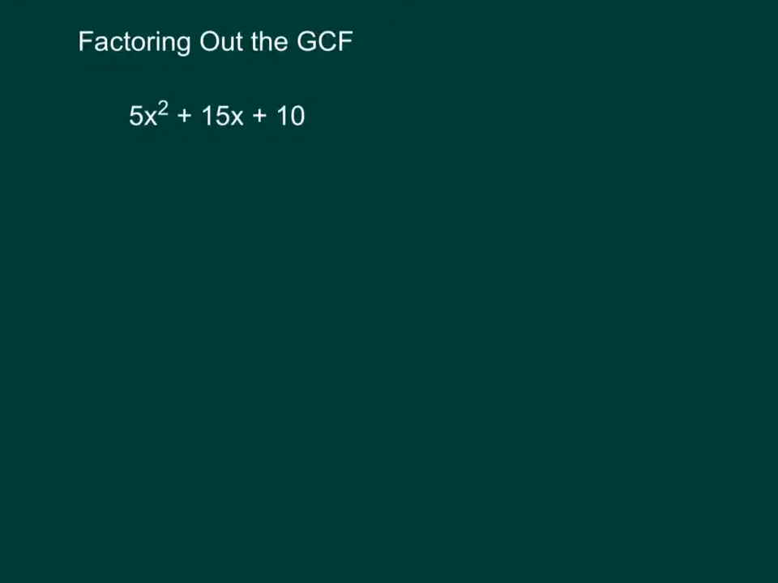One thing to consider anytime we have a trinomial is to see if we can factor out the greatest common factor first. If every term has a greatest common factor greater than 1, we would want to factor that out of the polynomial completely and then proceed, as that will make the problem a lot easier to do. You notice that all 3 of these terms, 5x squared, 15x, and 10, are all divisible by 5. That will be our starting point.